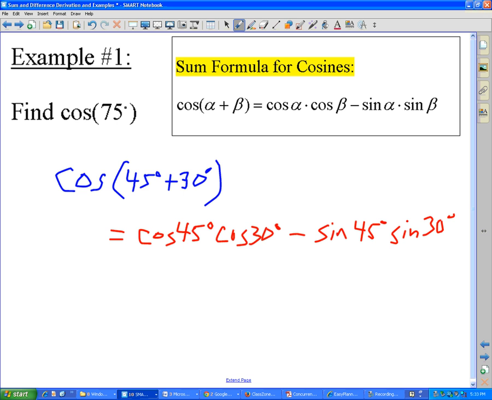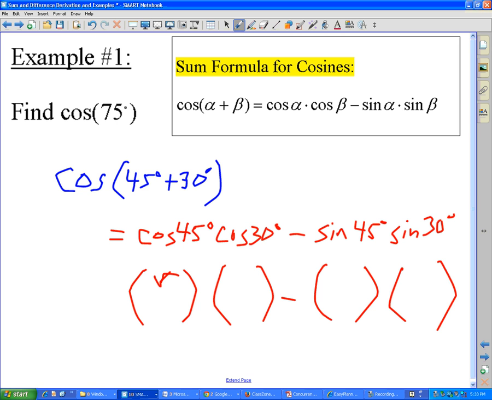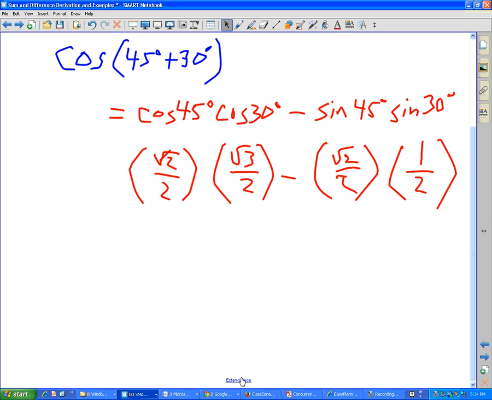Look them up on your table, guys. Look them up. All of these are ratios off of the unit circle table of values. Cosine of 45 is root 2 over 2. Cosine of 30 degrees is root 3 over 2. The sine of 45 degrees, like the cosine of 45 degrees, is also root 2 over 2. And finally, the sine of 30 degrees is one of our favorites. It is 1/2. What you're going to find with these problems, you're always going to have built-in common denominators.